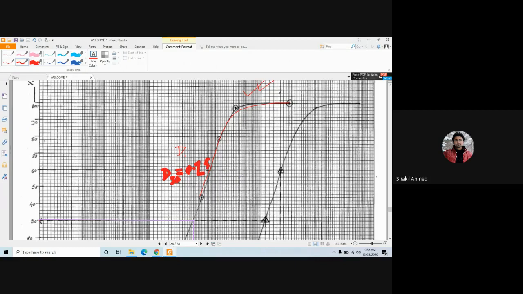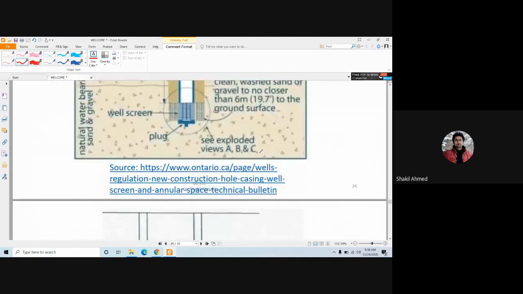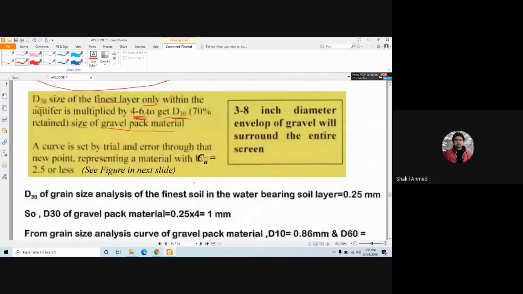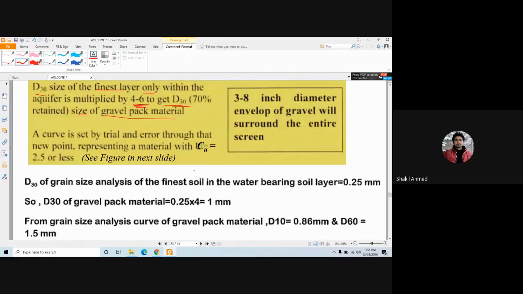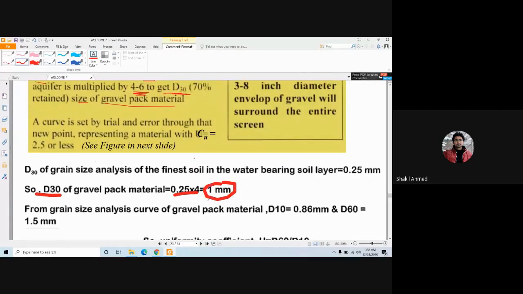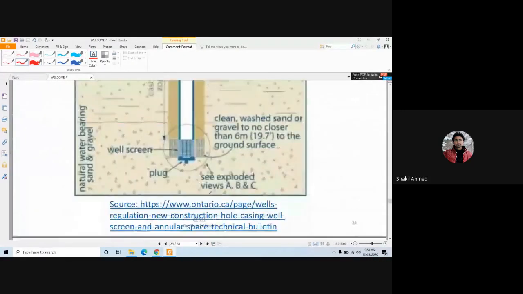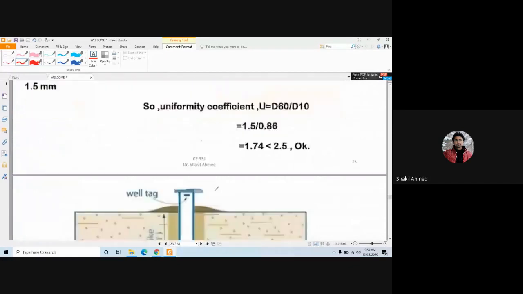Now you multiply this with 4 to 6. For example, here we are multiplying this with 4. Multiply this D30 with 4, you get 1 millimeter. Am I right? Yes, sir. This is the D30 of the gravel pack material. That means, what did you get, by the way? 1 millimeter.